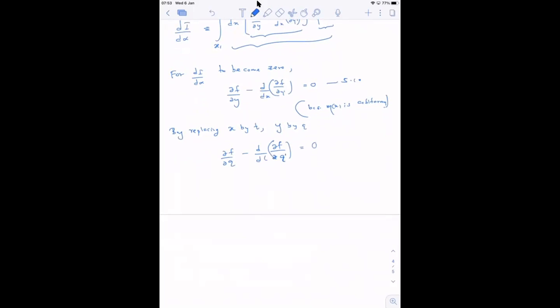This is equal to 0. And you can clearly see that this is the Lagrange equation, right? Now, this is a very, very nice result. One way of telling is that the Hamiltonian principle is completely equivalent to the Lagrange equations, right?